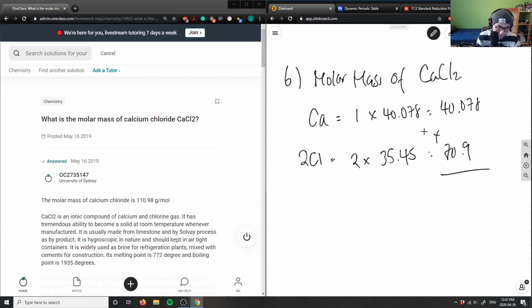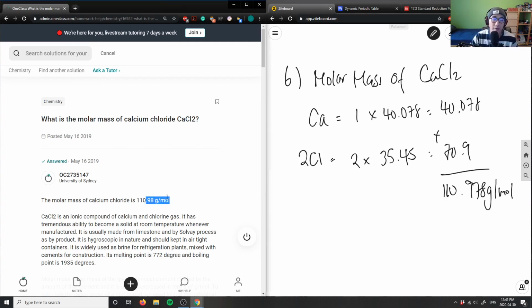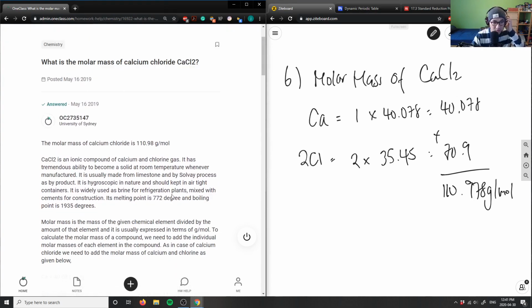So this is 40.078 plus 70.9. This will give me a value of 110.978 grams per mole here. So this is my solution for this problem here. And again, they had 110.98 here. So the solution here is correct.